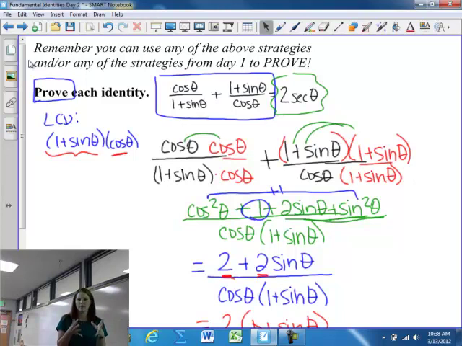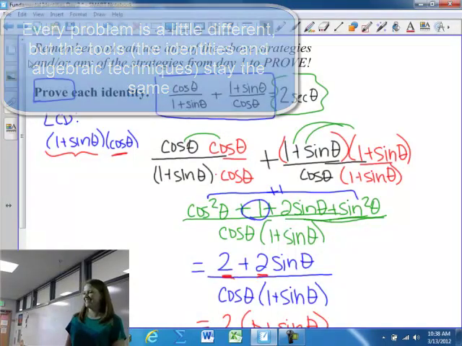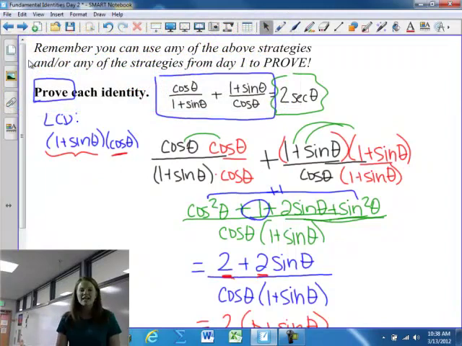You can use your Pythagoreans, your cofunction, your even odd, changing to sines and cosines, combining your fractions. What else did we cover? Factoring every which way. I think it was like 8 strategies, 7 strategies? I think we end up with 7. They have them in their notes. You have my notes. 7 strategies that you can use on any of these problems.